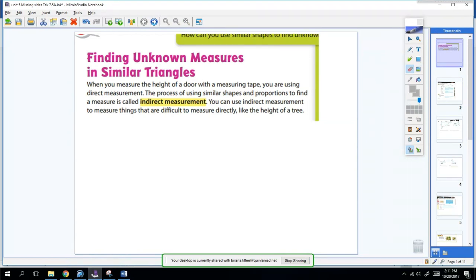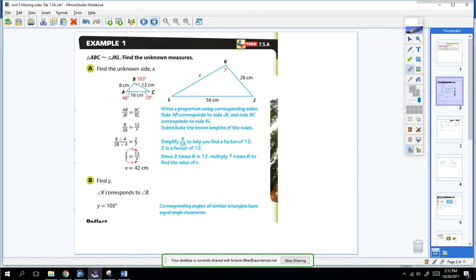When you measure the height of a door with measuring tape, you're using direct measurement. The process of using similar shapes and proportions to find a measure is called indirect measurement. You can use indirect measurement to measure things that are difficult to measure directly, like the height of a tree. So basically, we're going to set proportions using similar shapes to find the missing measurements.